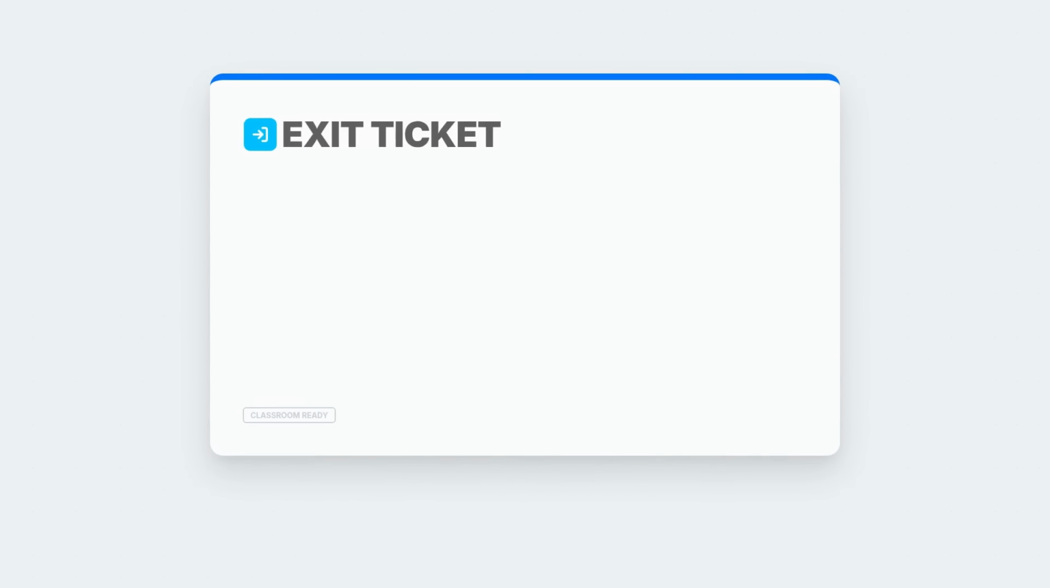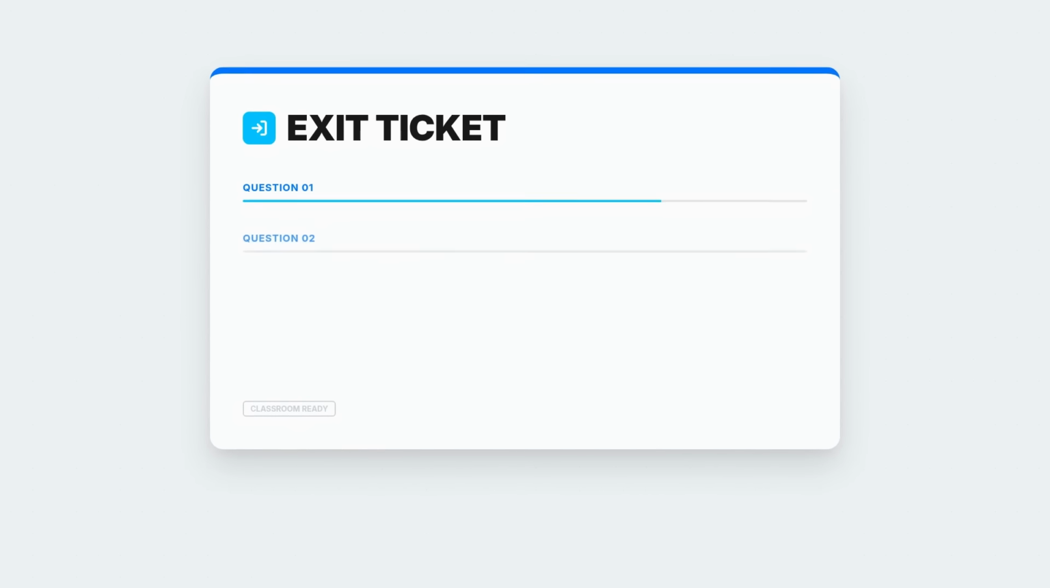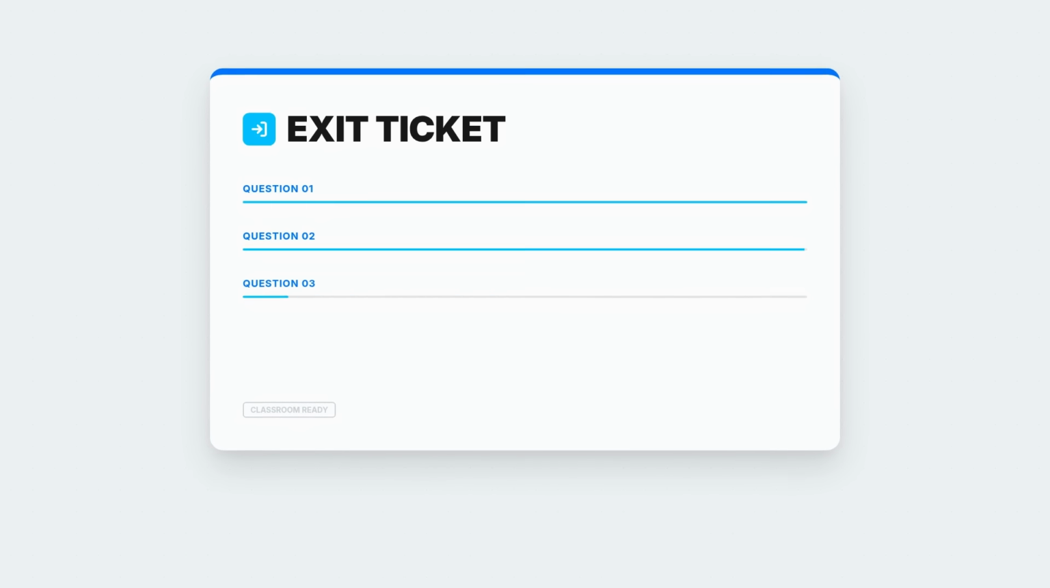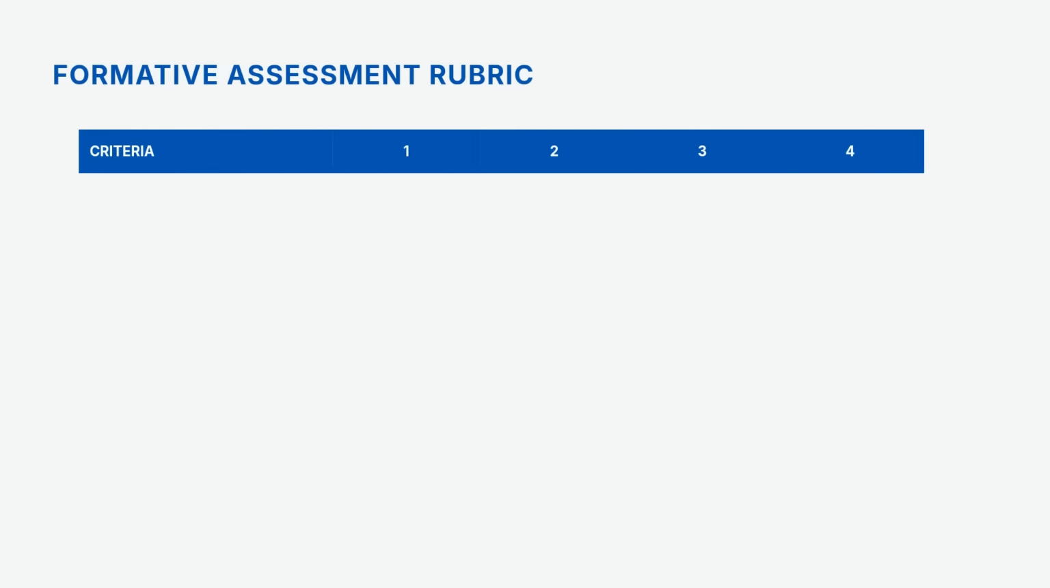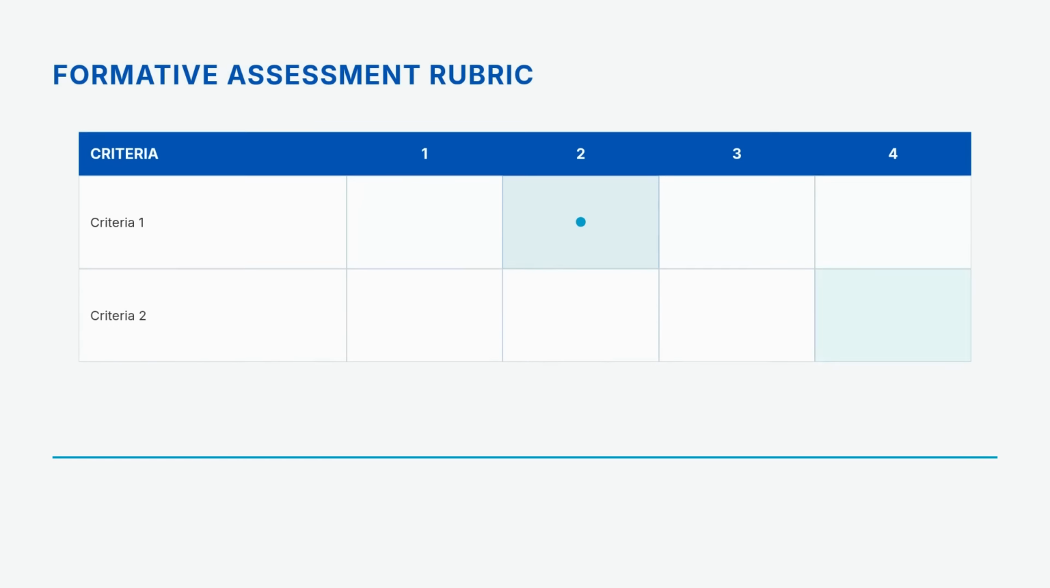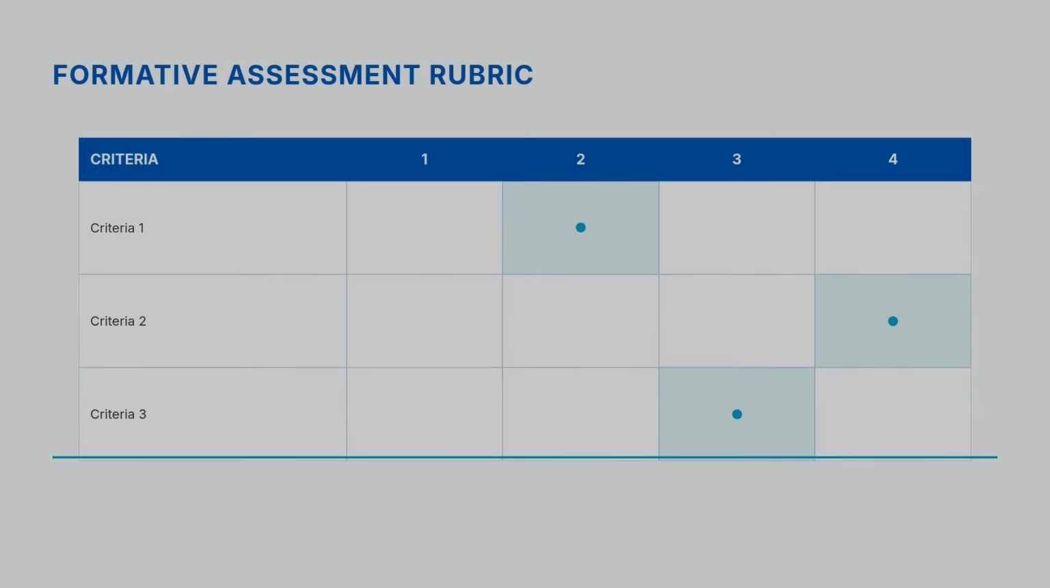A prompt like write 5 discussion questions and a 3-question exit ticket for this lesson will generate assessment items that can be used immediately. The next step is to ask ChatGPT to produce assessment strategies. Teachers might prompt, create a short formative assessment and a simple rubric to measure student understanding.